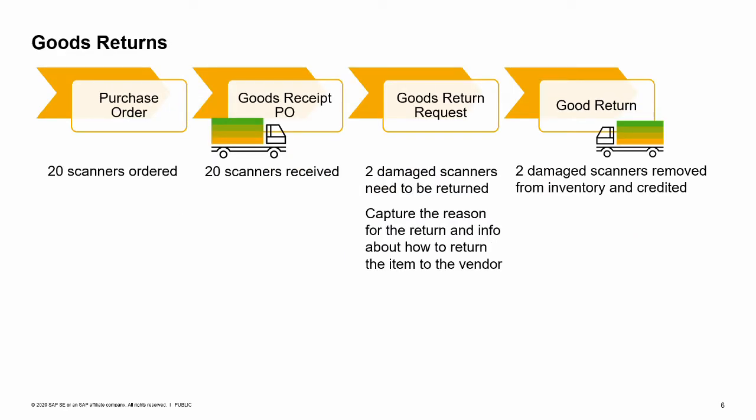Imagine that we ordered 20 scanners. The vendor delivered all 20, and we received them on a goods receipt PO. Then we discover that 2 were damaged in transit. The receiving clerk can create a goods return request to document the need to return the scanners to the vendor for credit. He can put in the reason we need to return the items. The clerk can contact the vendor and get instructions on how to send the item back to the vendor, perhaps including a return materials authorization (RMA) number to use when mailing back the item to the vendor. Later, when the item is removed from stock to be sent to the vendor, he copies the items to a goods return to record the removal of the scanners from inventory and to post the credit expected from the vendor.